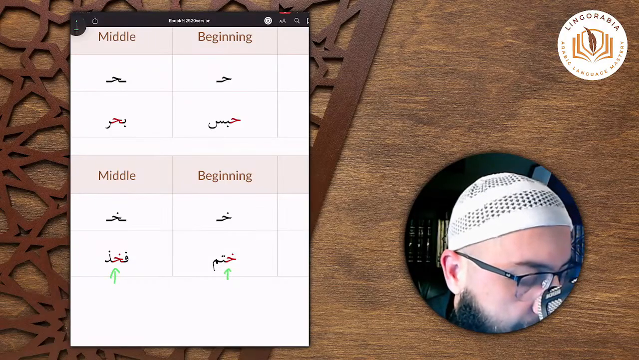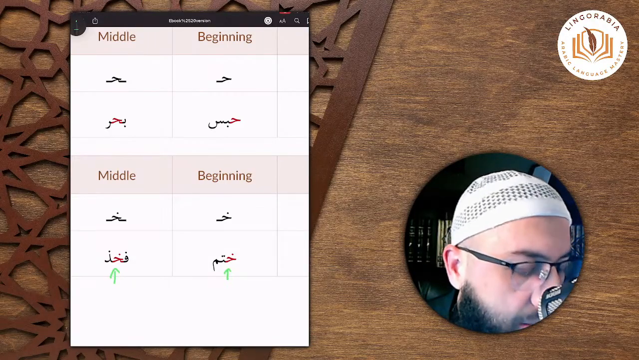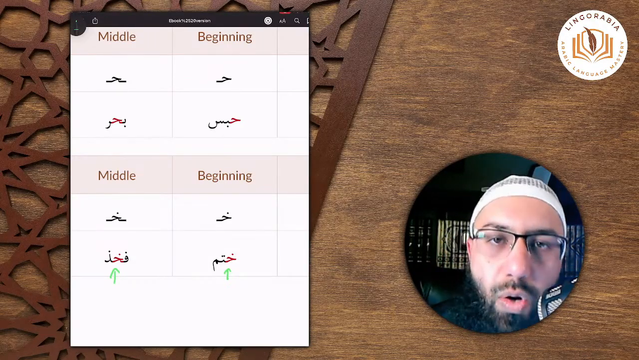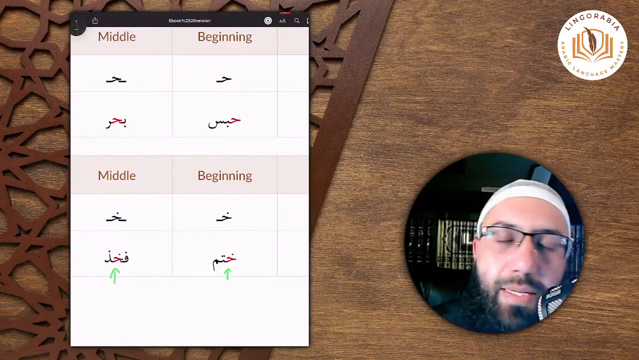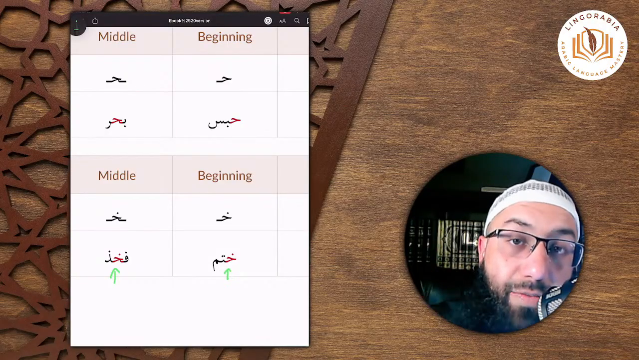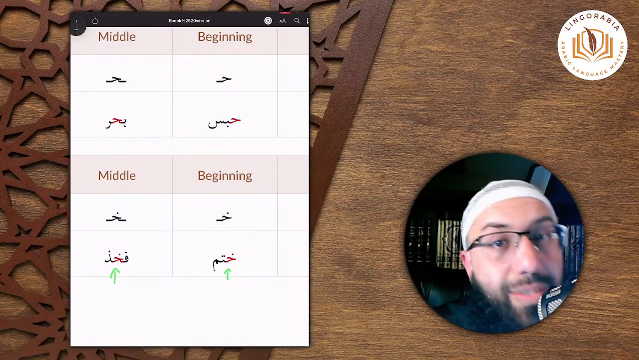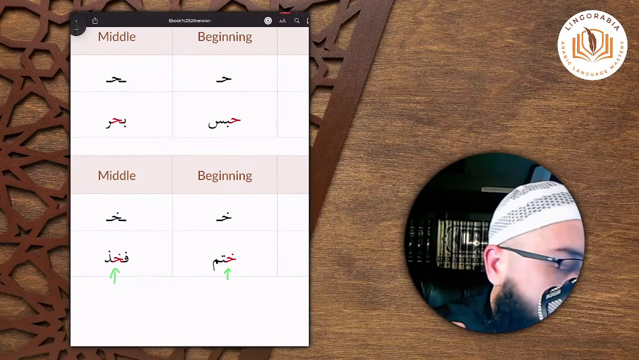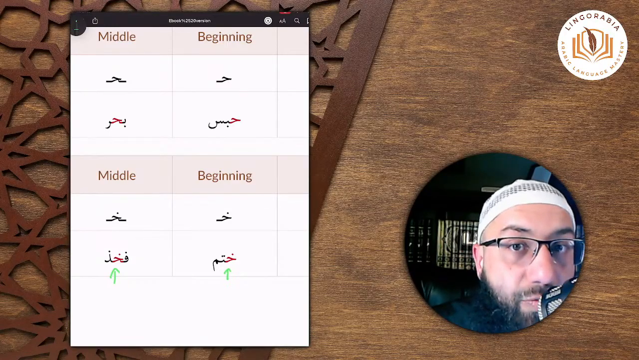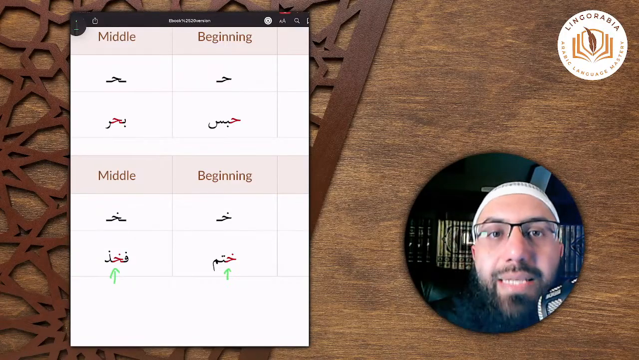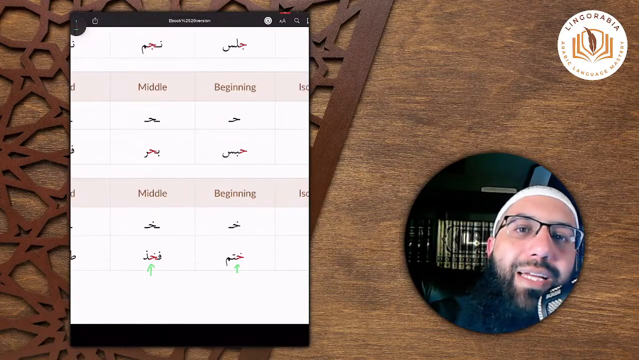Okay, so all these three letters, if they are at the end of a word, then they will reappear in their full form. The only difference between the isolated form and these letters at the end is that they are connected with the letter before. That's the only difference. But they are identical in shape.